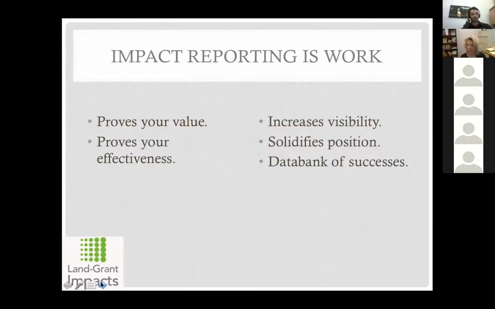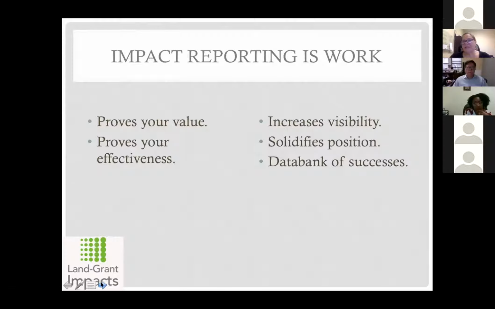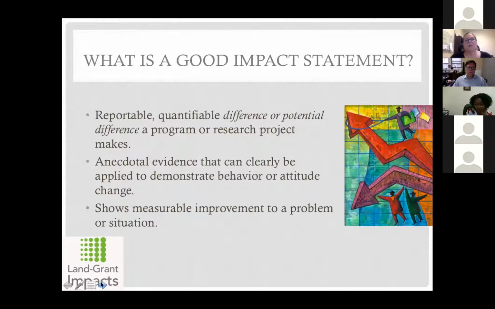It solidifies our position as experts in this field, and shows that we are still cutting edge institutions that are solving the grand problems of tomorrow. And it's a database of success. It's a quick way that people can go and take a snapshot view of what we're doing across the country to make a difference. So what's in a good impact statement?